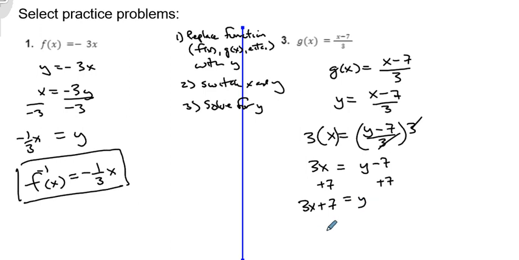All right. Now when I rewrite it, we're going to use the function notation. So the inverse function of g, we're using g because that's what we originally used, is equal to this 3x plus 7, and you are finished.